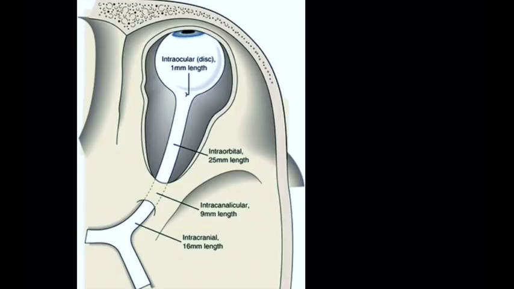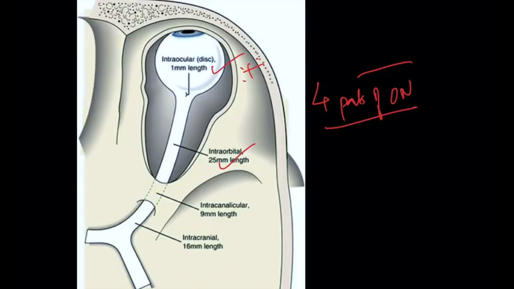What is the normal anatomy of the optic nerve? The first part is the intraocular part of the optic nerve, that is the optic nerve head or optic disc. Then there's the second part, the intraorbital part of the optic nerve, which is the longest part. You have the intracanalicular and the intracranial. So there are four parts of the optic nerve. The shortest is the intraocular, which is our important concern.